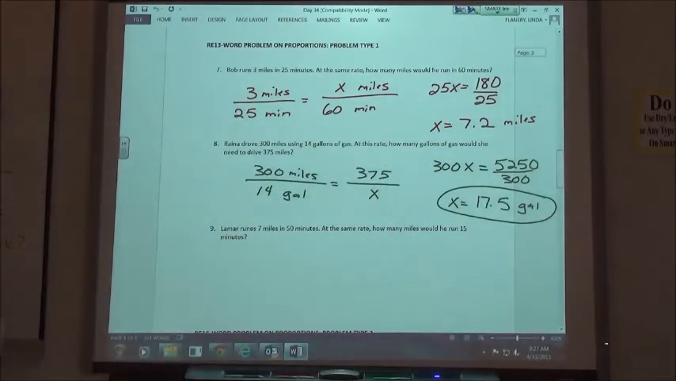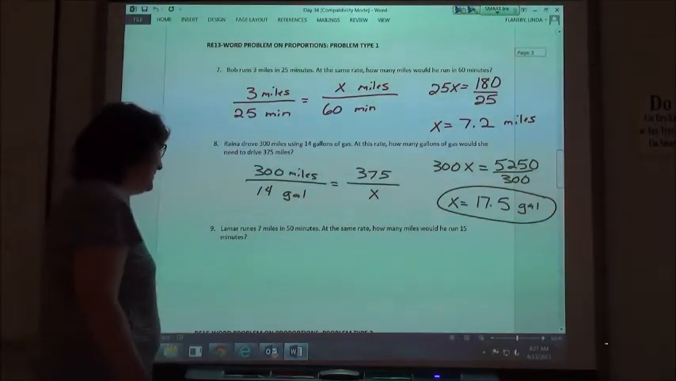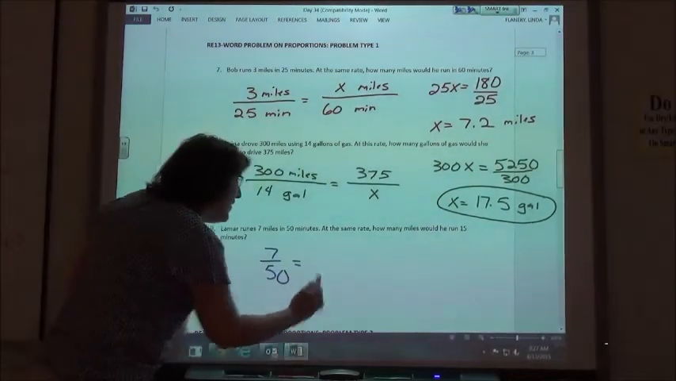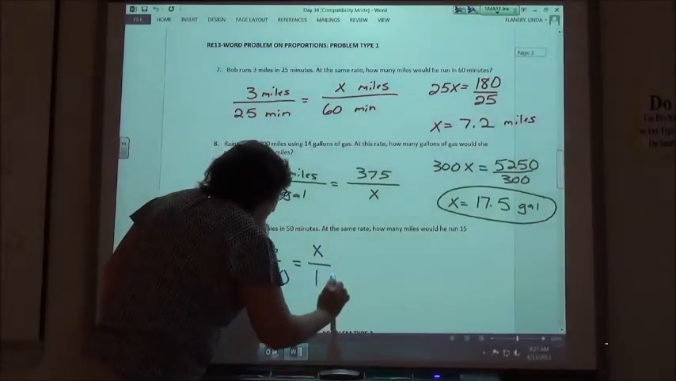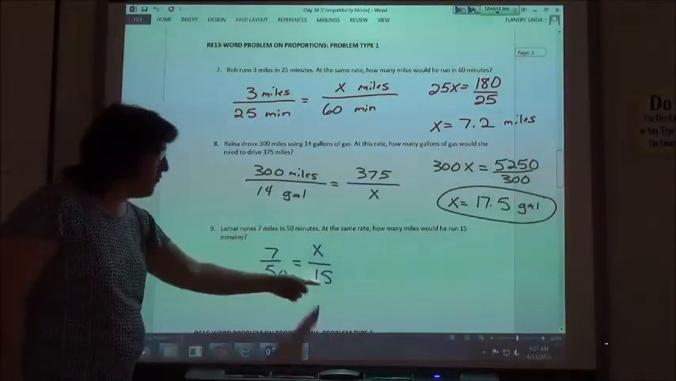Lamar, that's supposed to say runs, 7 miles in 50 minutes. At the same rate, how many miles would he run in 15 minutes? So how could I set up my proportion? 7 over 50 equals X over 15. Exactly. 7 miles over 50 minutes. How many miles over 15 minutes?